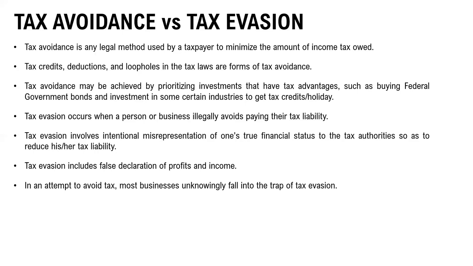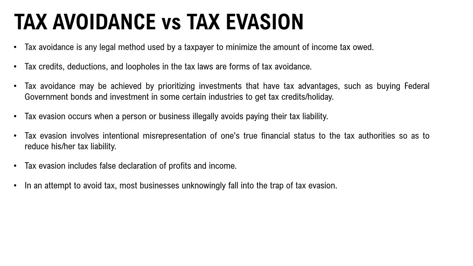Then also, tax evasion occurs when a person or business illegally avoids paying their tax liability. So this one now, tax evasion is illegal. Tax avoidance is legal. Tax evasion is when you say you're not even paying tax, or when companies deduct tax from their staff but don't even remit it at all. Then there are businesses operating in Nigeria that don't pay company income tax, and they meet the criteria, they are not small companies. Probably their revenue is even more than the threshold, so they ought to be paying tax. They are not even paying, right?